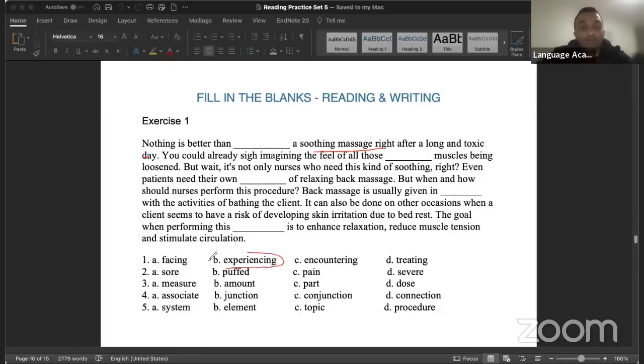You can't use encounter. Encounter is used when you come face to face with someone. I'm going to encounter this situation, or encounter that person. We can also use this word for killing someone, like an encounter, but mostly it means when you come face to face. Similarly, facing means the same thing. So the right answer here will be experiencing.